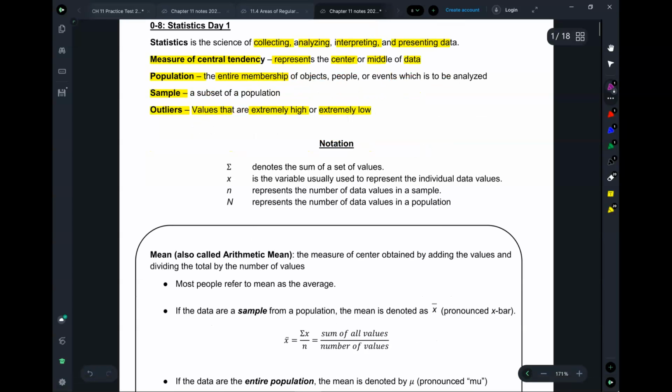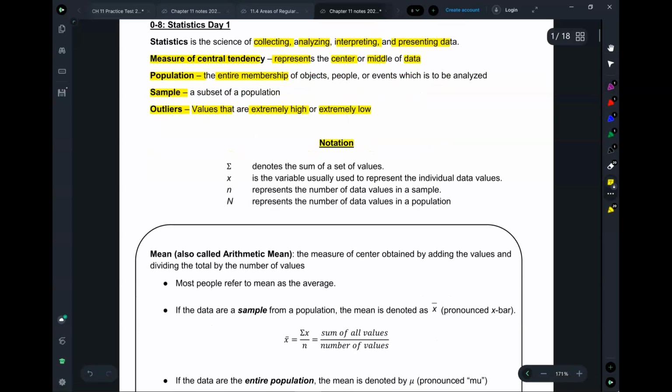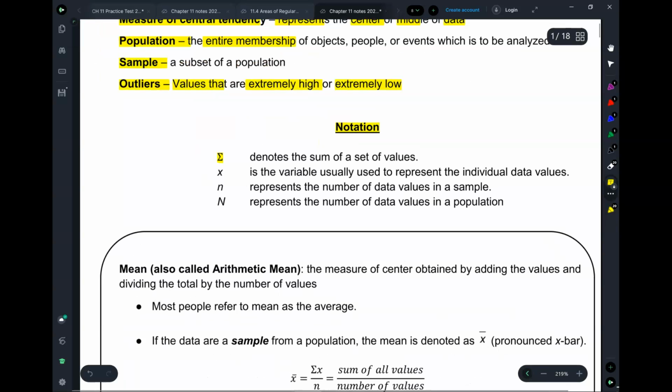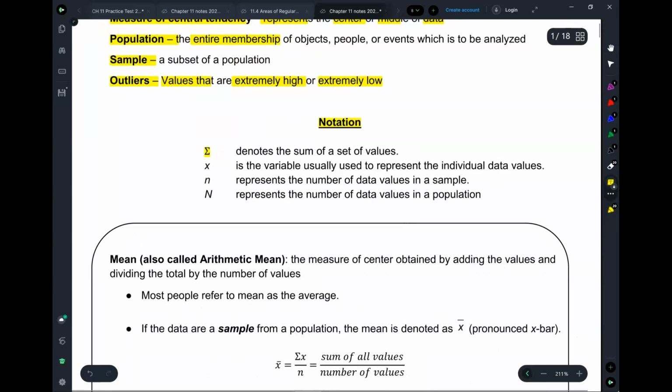Okay, let's talk about some notation. This symbol is a sigma. That's actually one of the letters in the Greek alphabet. That's a capital letter. It has the S sound, right? And we use it for sum, like when you're adding a bunch of numbers. And the way we write it is like this, okay? So that's a capital sigma.